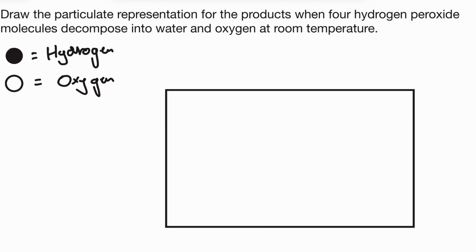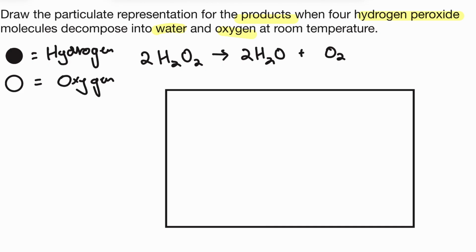So this question asks us to draw the particulate representation for the products when 4 hydrogen peroxide molecules decompose into water and oxygen gas at room temperature. So I'm going to walk you through this. I'm going to start by writing down my equation. I have hydrogen peroxide, which is decomposing into water and oxygen gas. You'll see that I have to balance this equation, and so I'll just put a coefficient of 2 in front of my hydrogen peroxide and in front of my water. Now my equation's balanced.